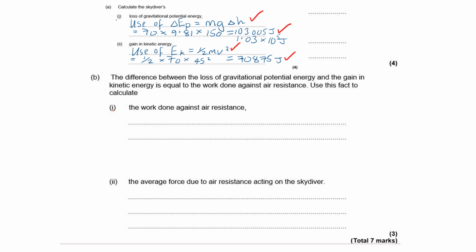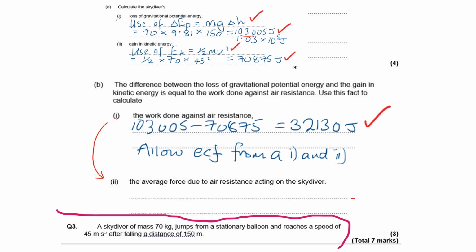Use this fact to calculate 1, the work done against air resistance. So that's going to be the difference between the gravitational potential energy and the kinetic energy gained. So if we subtract those, we get 32,130 joules.